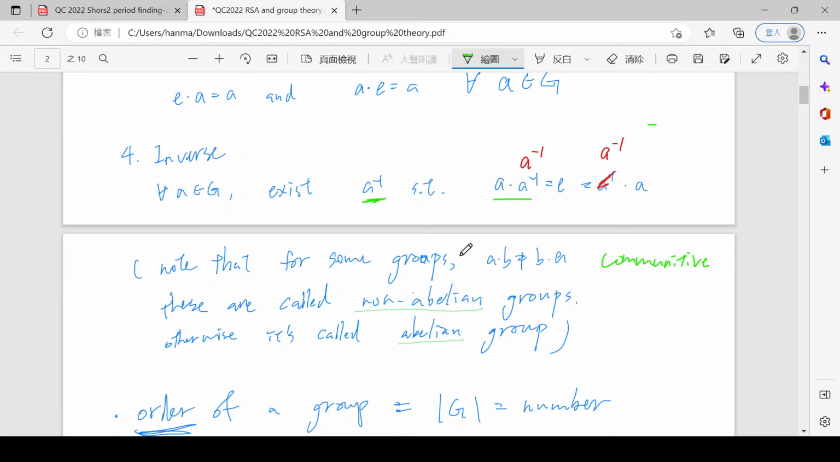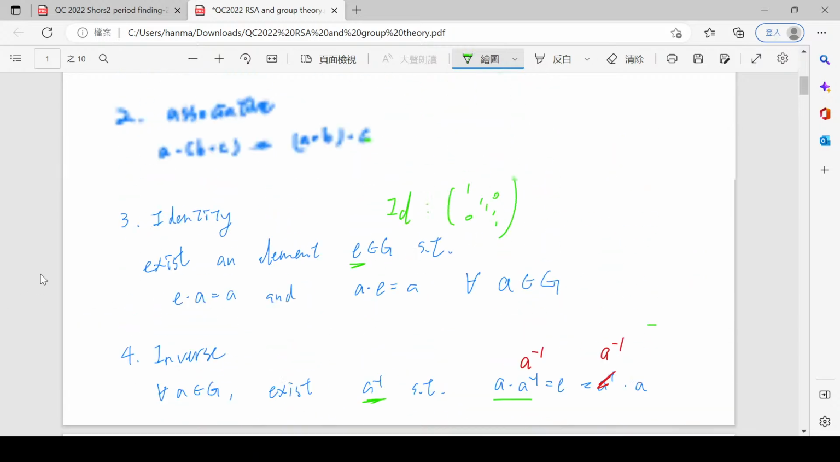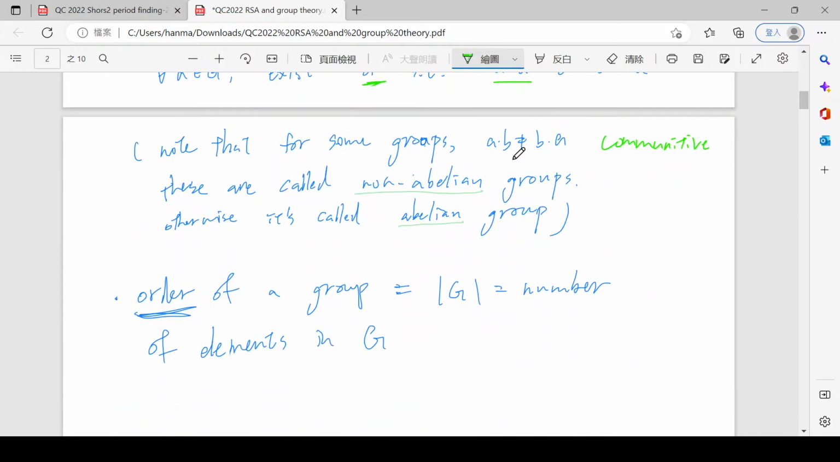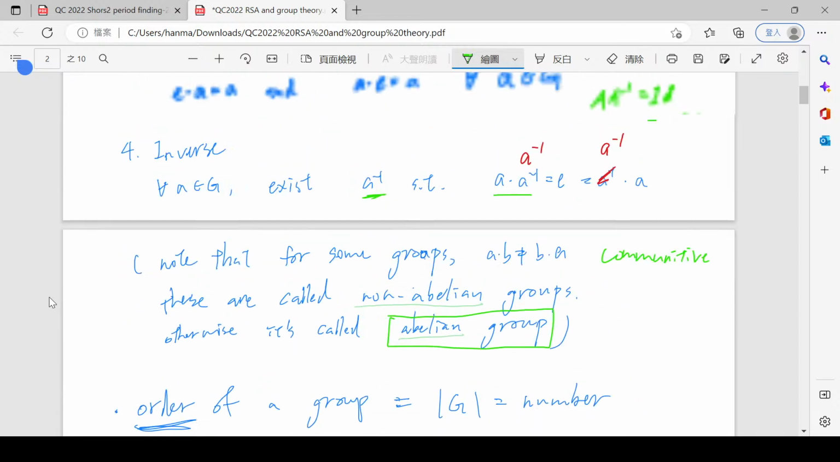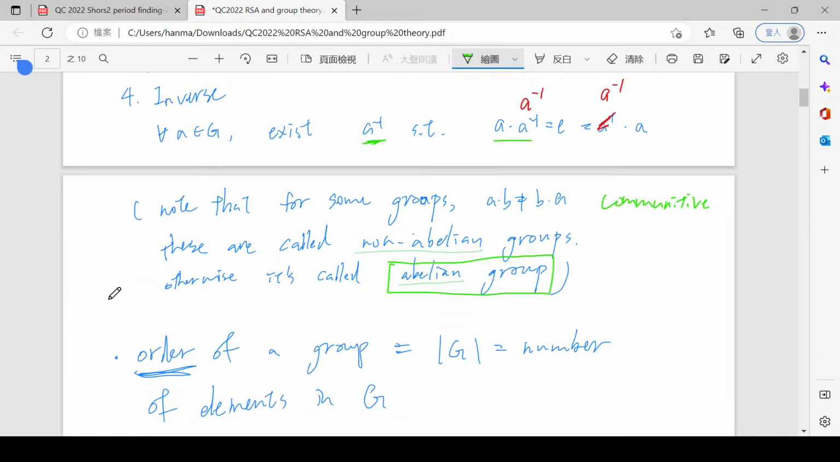So for those that are non-commutative, it's called a non-abelian group. And otherwise, if the multiplication is commutative, then it's called an abelian group. And actually, we'll focus on this today. We only need an abelian group for number theory. Anyway, it's nice to know there are differences. Okay, so up to here is the definition of a group. Any questions?